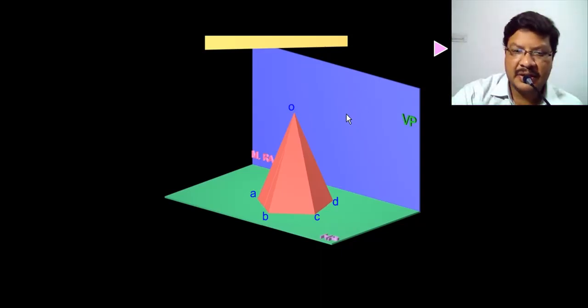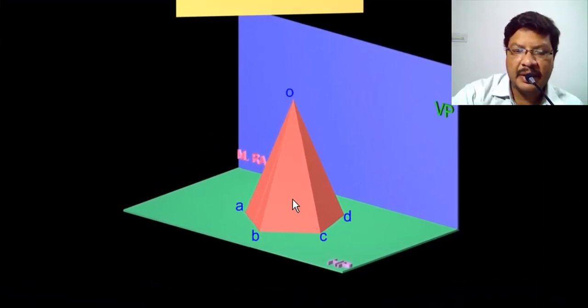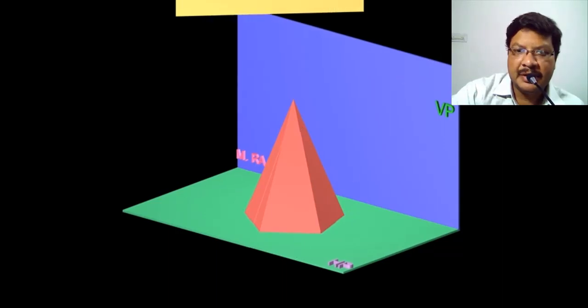Now observe this case. In this, the solid is resting on its base on the HP and it is cut by a section plane perpendicular to HP and inclined to VP. When the section plane is perpendicular to HP, you have to represent the section plane with its horizontal trace. Now observe how I am sending the section plane.